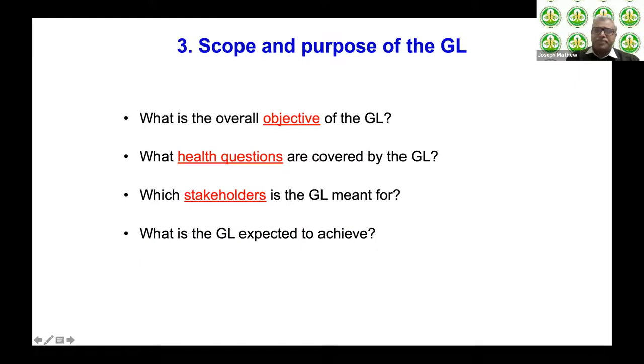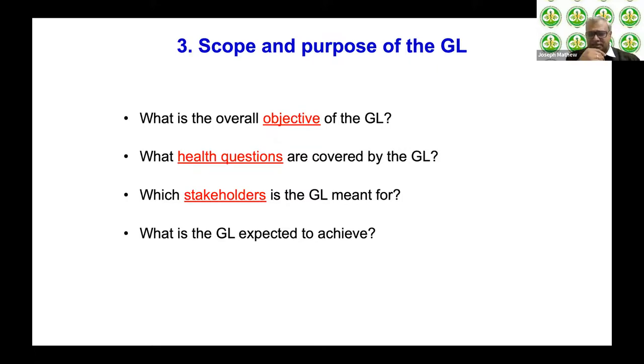Then the steering group should also deliberate in great detail, at length, about the scope and purpose of the guideline. What will this guideline cover? What is the objective? Who is it intended for? What health questions are being covered? What stakeholders are going to be looking at this guideline? All these things should be looked at, because the very same guideline can have different meanings for different people.